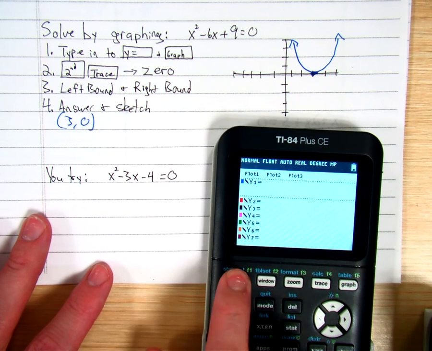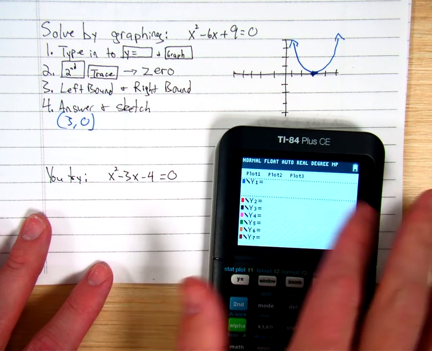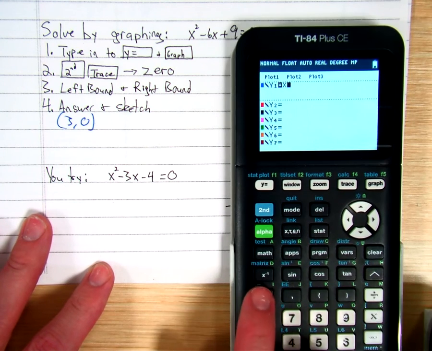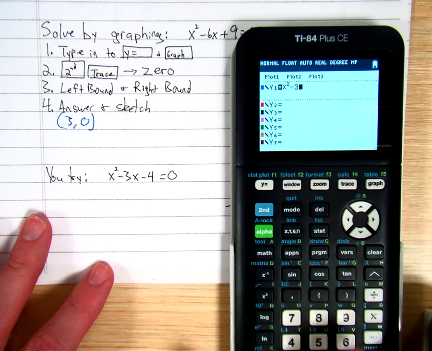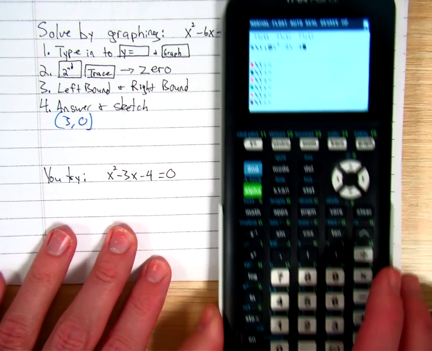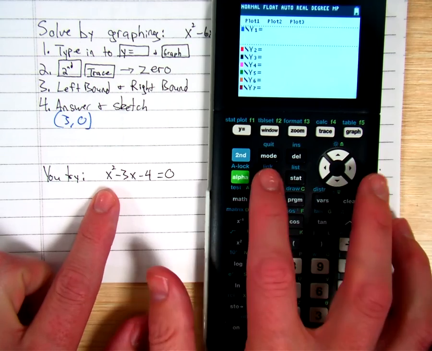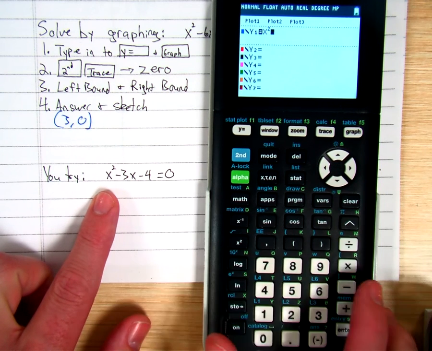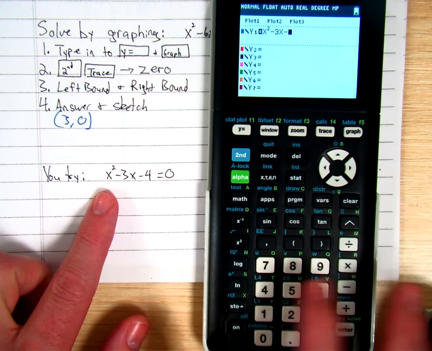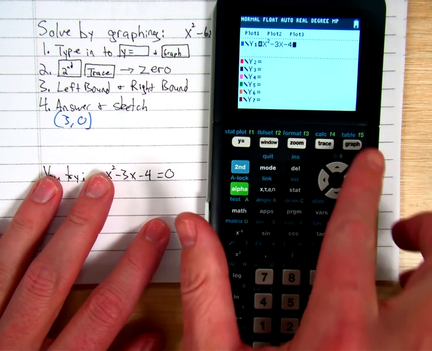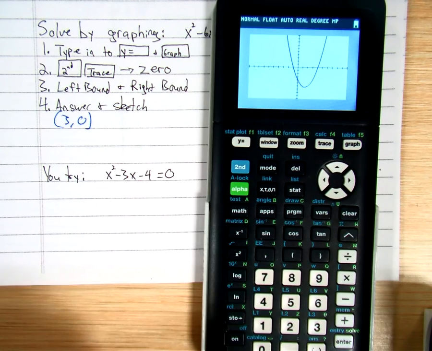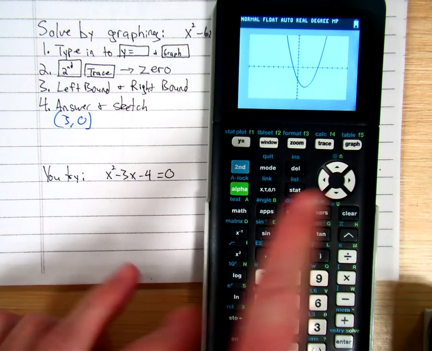So we're in y equals, we push clear to get rid of that one. Let's go x squared minus 3x minus 4. Okay, again, that's x squared minus 3x minus 4. Graph, and we can see it's going to cross twice. So we have to do this whole process twice.